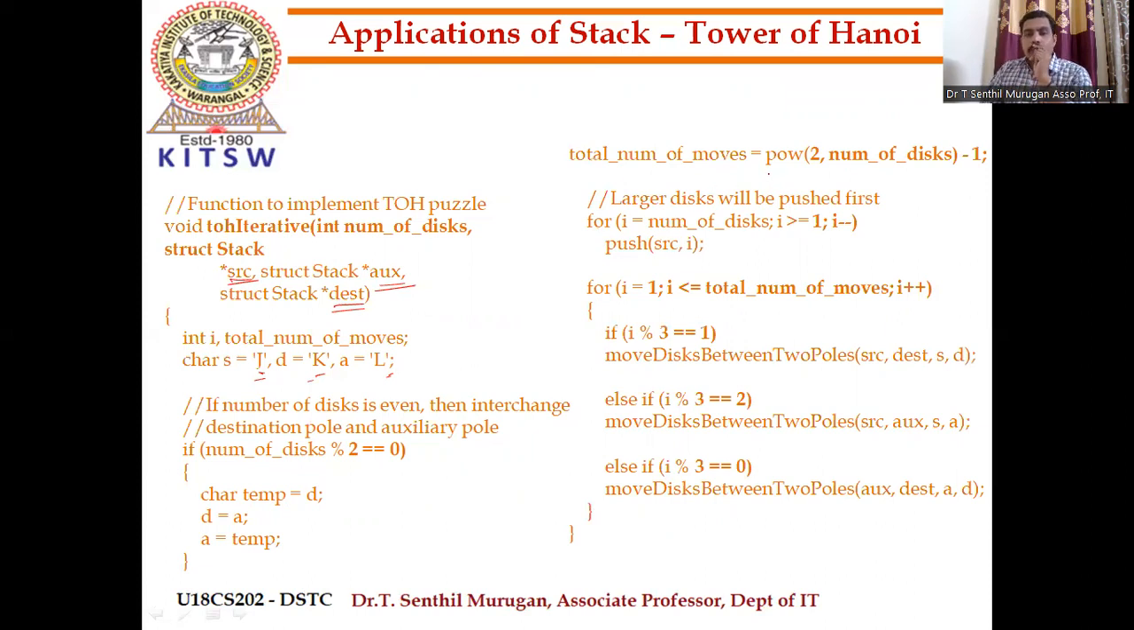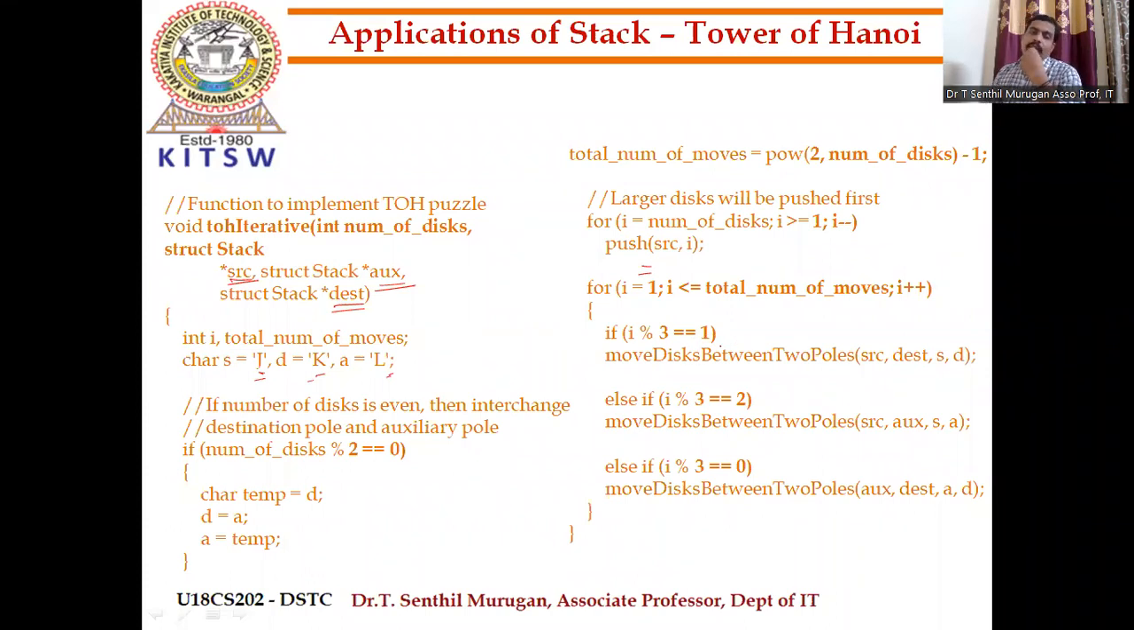Okay. So the number of moves may be power of 2 comma number of disks. When this function is called, if we use 4 disks, it is 2 power 4 minus 1. That is the number of moves. We can call that function with the push operation, source comma i value. However many disks there are initially, we have to insert them one by one. After inserting, we have to check i modulus 3 equal to 1, because 3 poles are there.